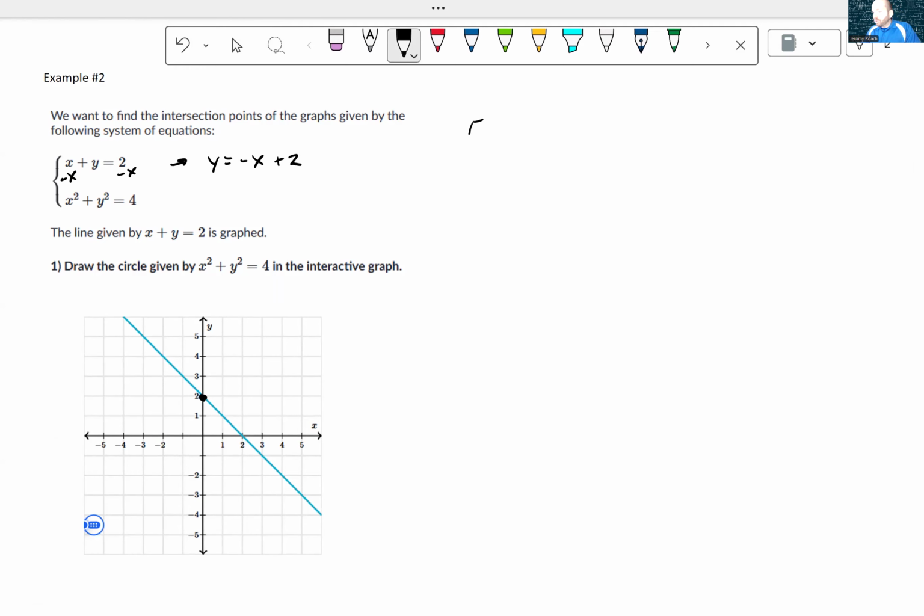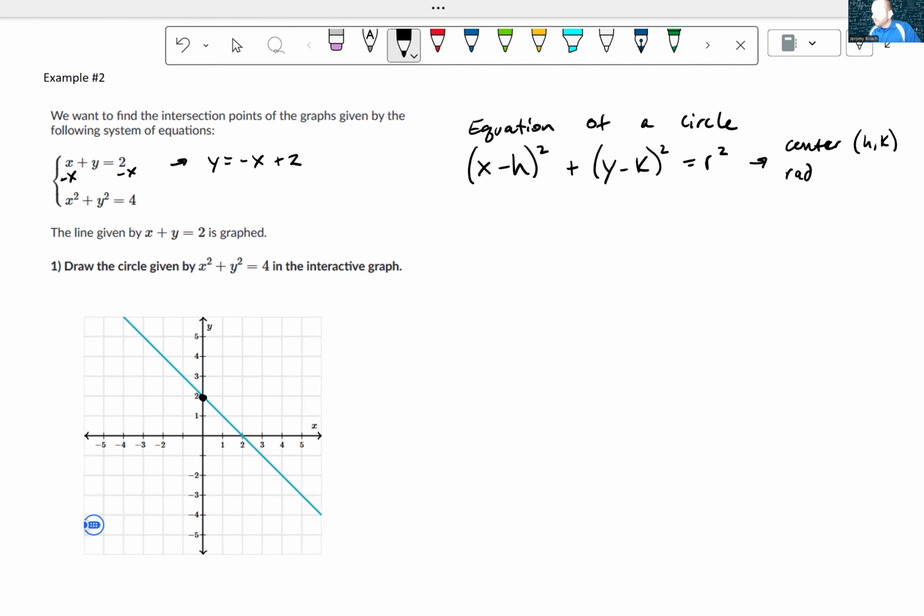Now the equation of a circle is x minus h quantity squared plus y minus k quantity squared is equal to r squared, where the center is h, k and the radius is r. And this tells us r squared, but the radius is r, so we would find the square root of whatever r squared is.